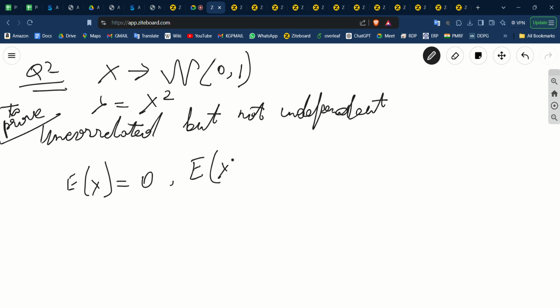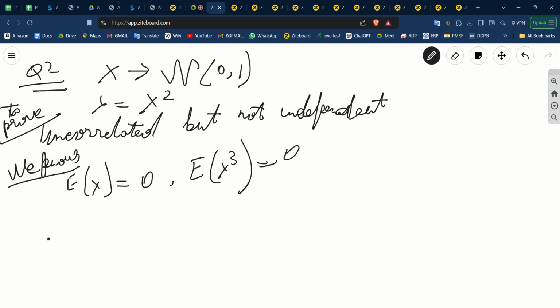Also, E of x cube is 0. All the central raw moments of a standard normal distribution are 0. So all the odd raw moments, I mean to say, are 0. Now, let's take E of XY. We know these odd raw moments are 0. This is given.